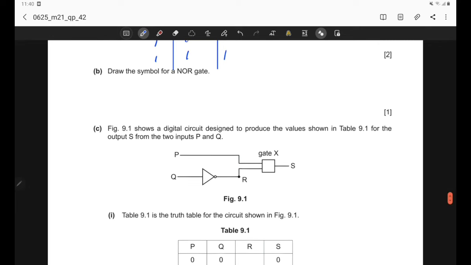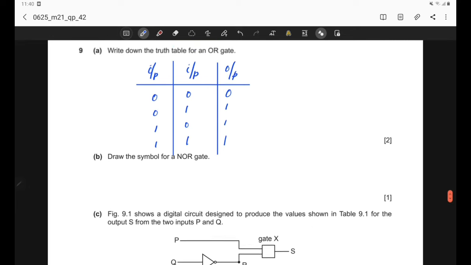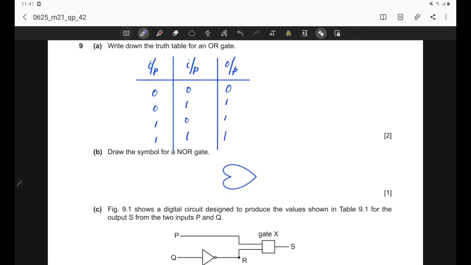Part B, draw the symbol for a NOR gate. So this is an OR gate. NOR means we should put a NOT, and there should be two inputs and one output. So we can write two inputs, and one output also we will have.